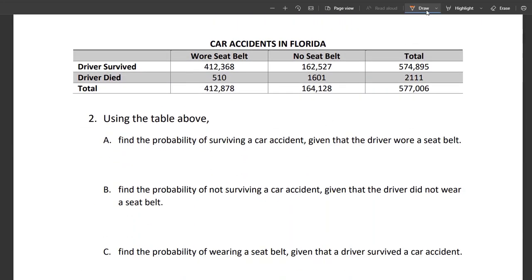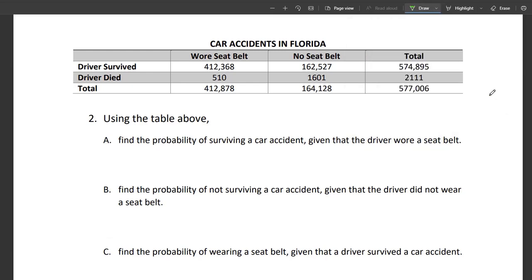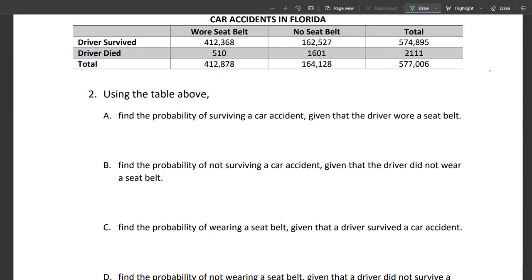Alrighty, this last exercise, we have car accidents in Florida. And we have it broken up by the people who lived and the people who died, and then the people who wore seatbelts and did not wear seatbelts. So using the table above, find the probability of surviving a car accident given that the driver wore a seatbelt.